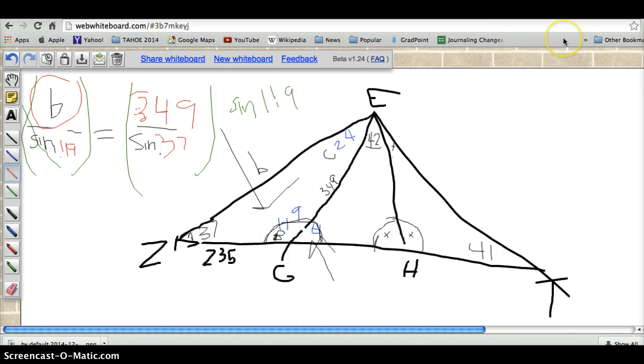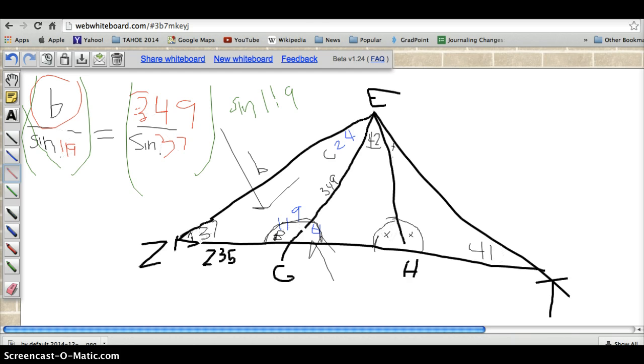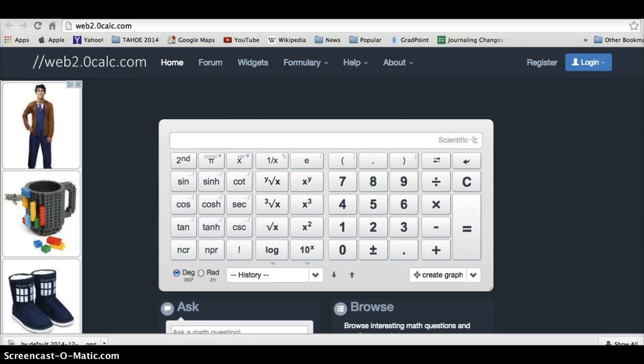So, where'd my web calculator go? Oh no, I lost my favorite web calculator. Did I bookmark it? Uh-oh, hold on, I'm gonna pause it. Okay, so here we are. This is the one, the link on the worksheet.